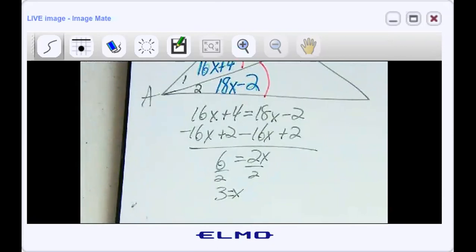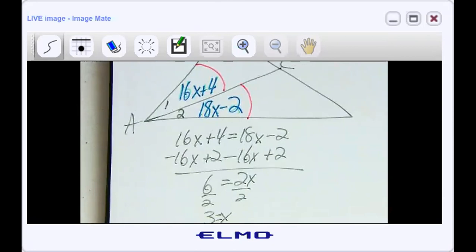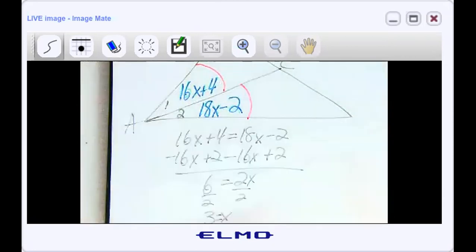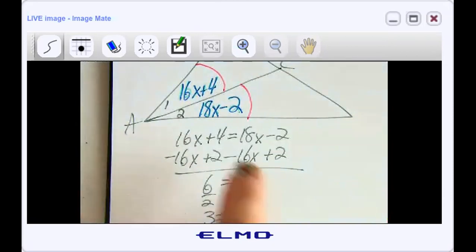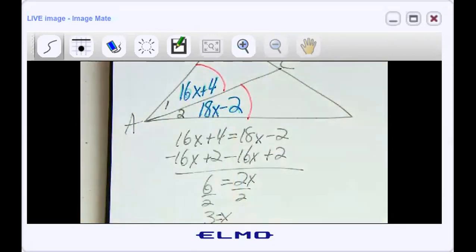And remember, since it's math and math is incredible, you can take your answer and check it. You could take 3 and plug it back in, see what you get here, see what you get here, and they should match, right? So real quick, 16 times 3 plus 4 gets me 52. So when I do it here, I'm expecting to get 52 again, and if I don't, something's probably wrong. But let's see, 18 times 3 minus 2. Well, what do you know? It's also 52. So I know for sure that I'm right.